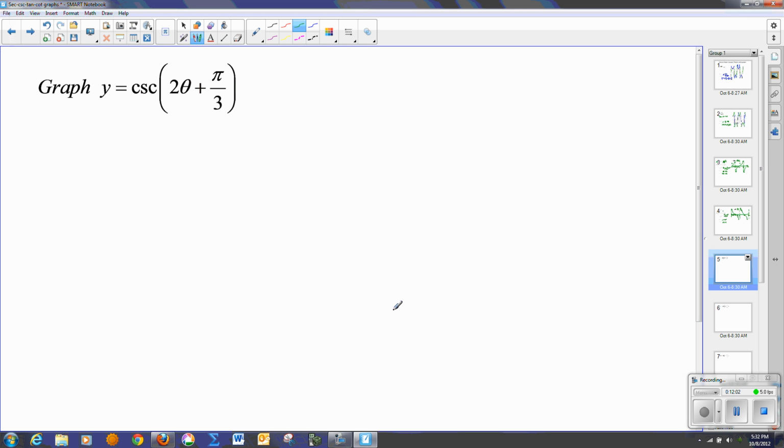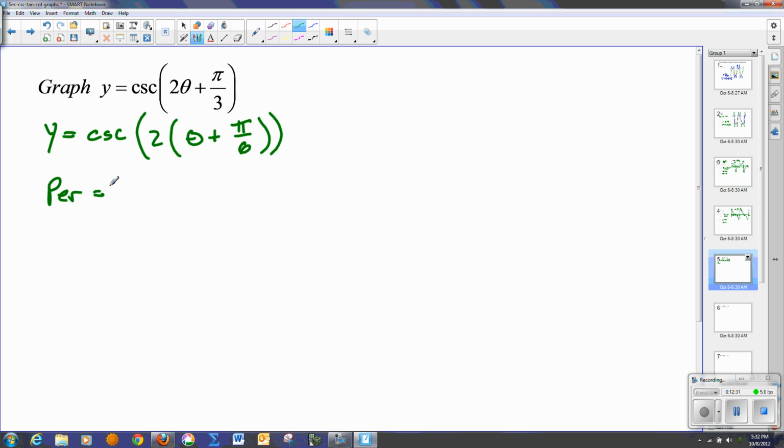So let's graph a couple of these with period changes and phase shifts. Once again, this is not in our standard form. We're going to do that by factoring. This is the cosecant. I'm going to pull my 2 out. I'm left with theta plus pi over 6. Therefore, my period is 2 pi over the k value, which is 2. So my period is pi.